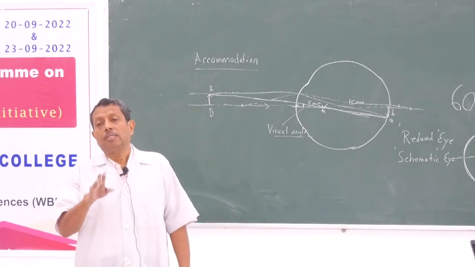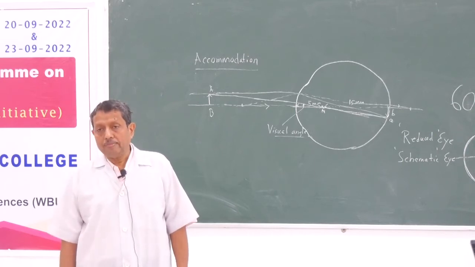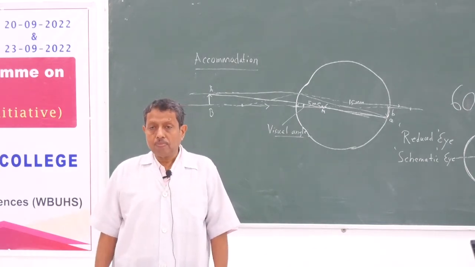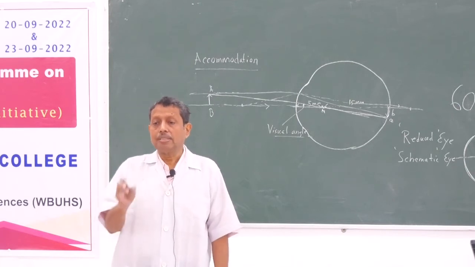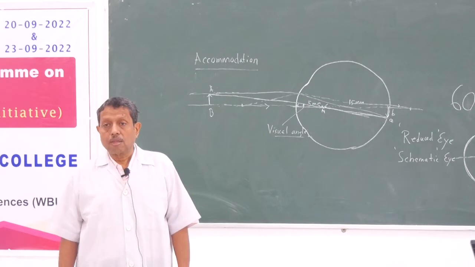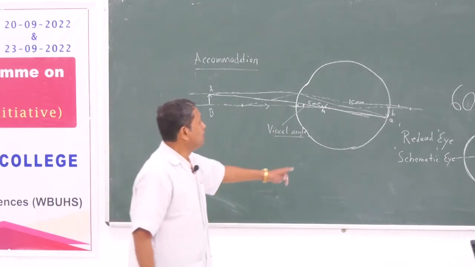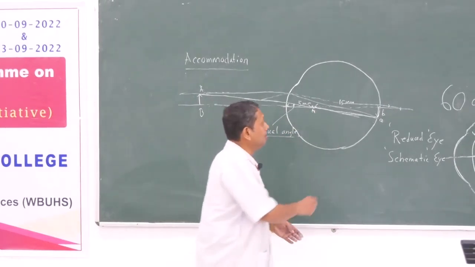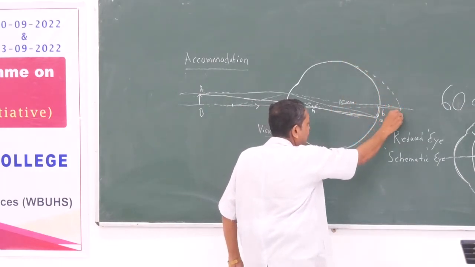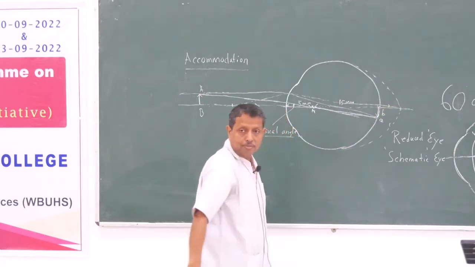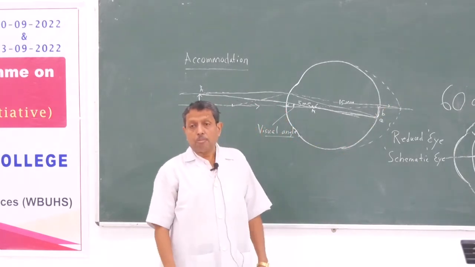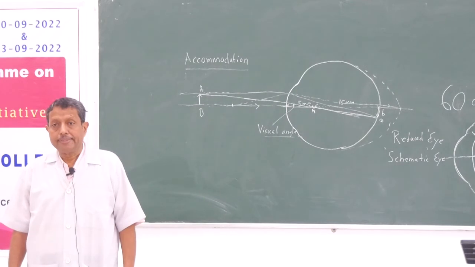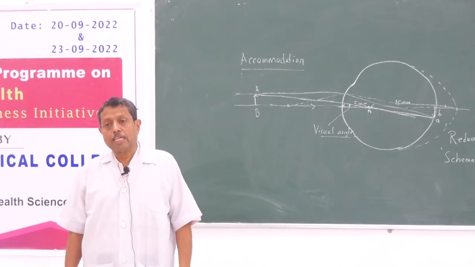So nature wants to see it properly, and so it has to increase the dioptric power, or otherwise it can change the length, the distance between the retina and the nodal point. Either the eyeball can change in this way, and then it will be properly focused, or if you increase the curvature of the lens, then also it is possible that it will focus at the exact point.